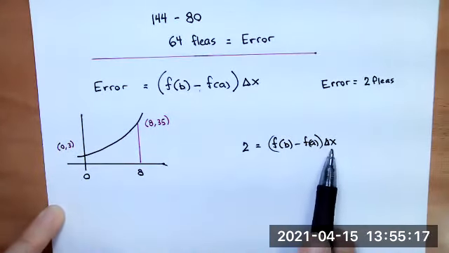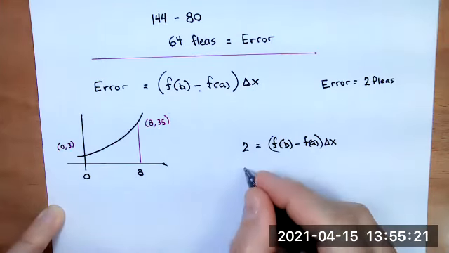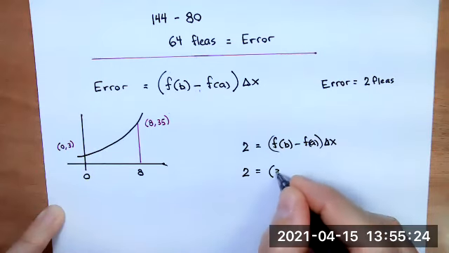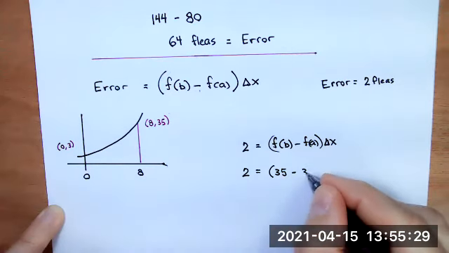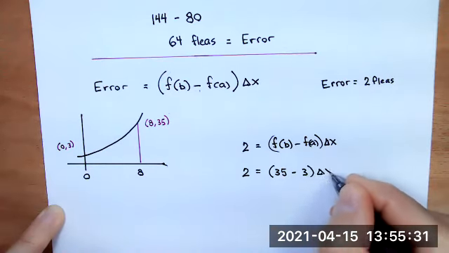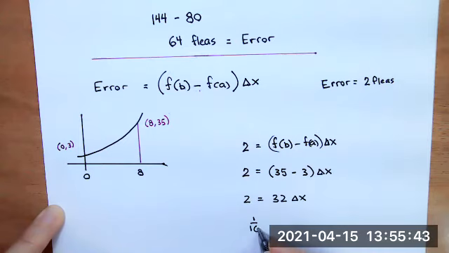So we're going to find the size of the interval. F of b is 35. F of a is 3. We got 32 times delta x. Divide both sides by 32 and reduce. So we would need the size of each interval to be 1/16.